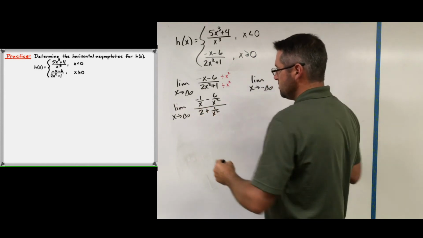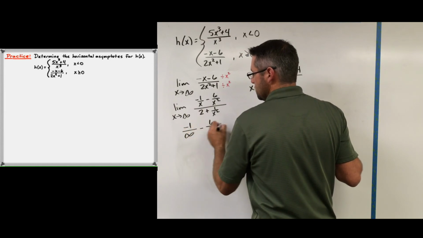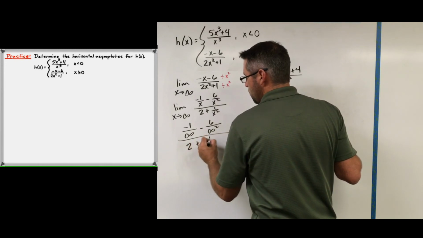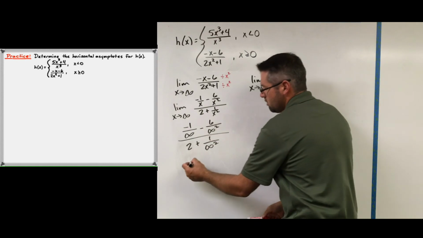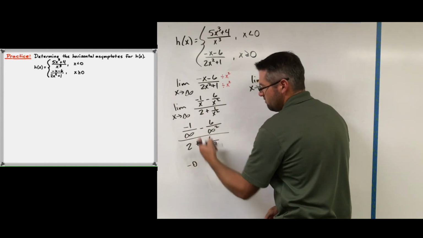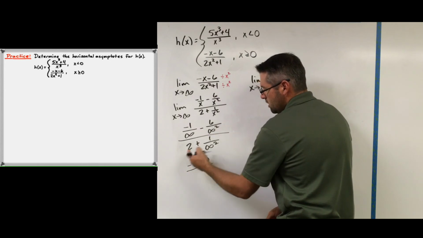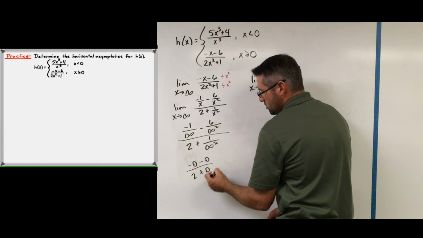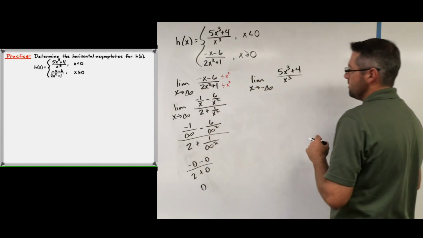And then from here we'll substitute, so we end up with negative 1 over infinity minus 6 over infinity squared, all over 2 plus 1 over infinity squared. Remember, anything over infinity is 0, so that would actually be negative 0, negative divided by positive. That would be negative 0 as well. You got 2 on the bottom plus 0, so we got 0 over 2, or just 0. Okay, so that's one limit. Let's try this one now.